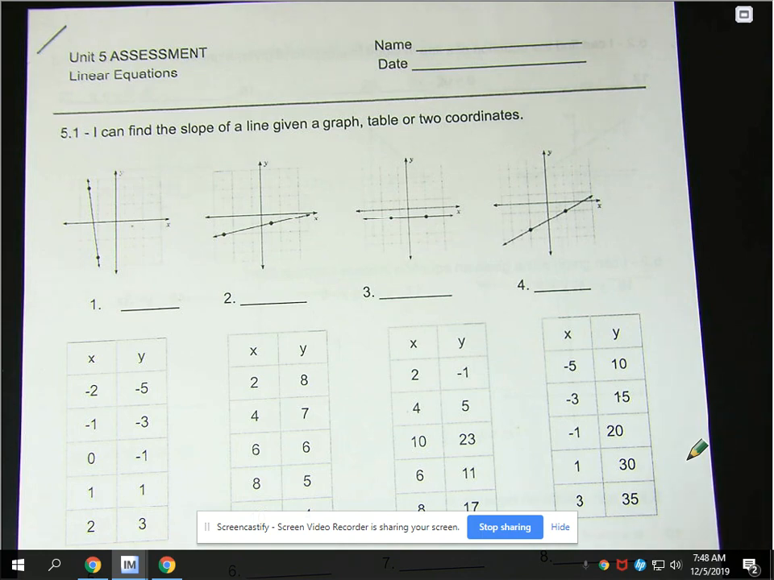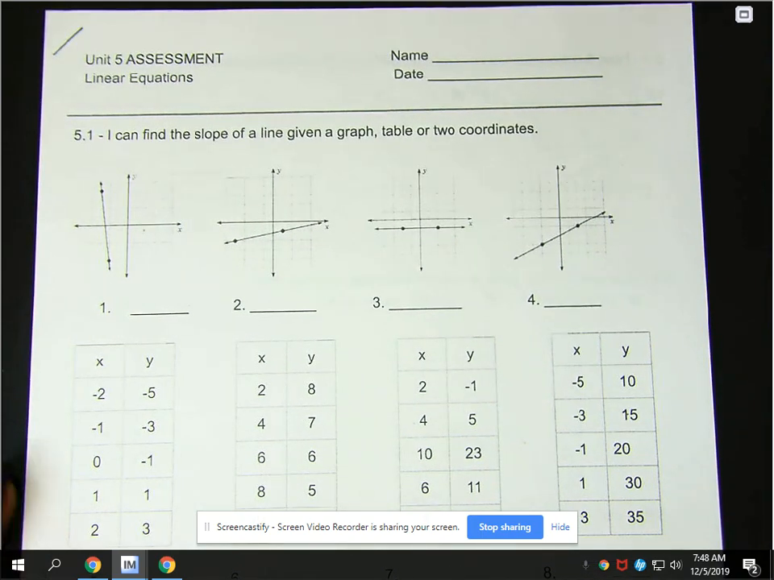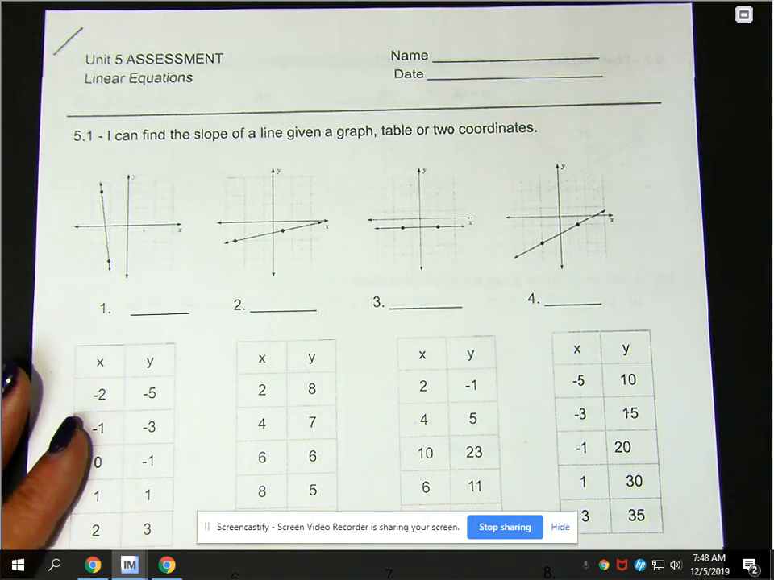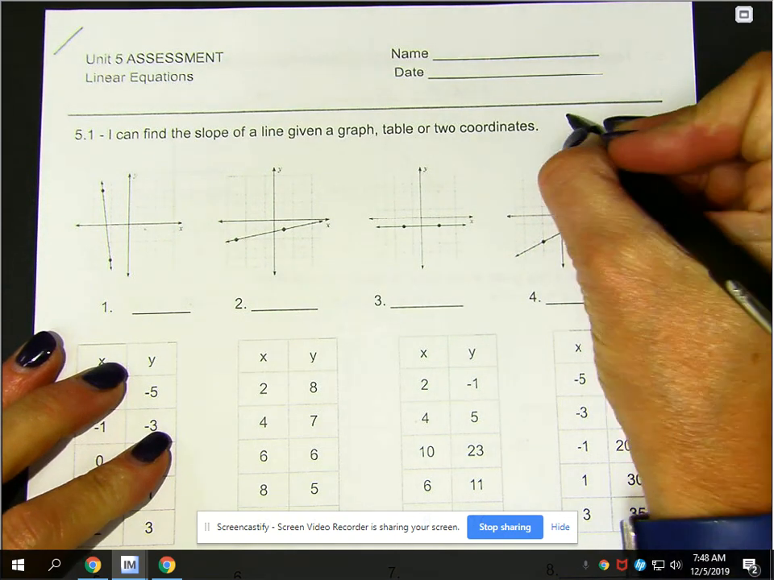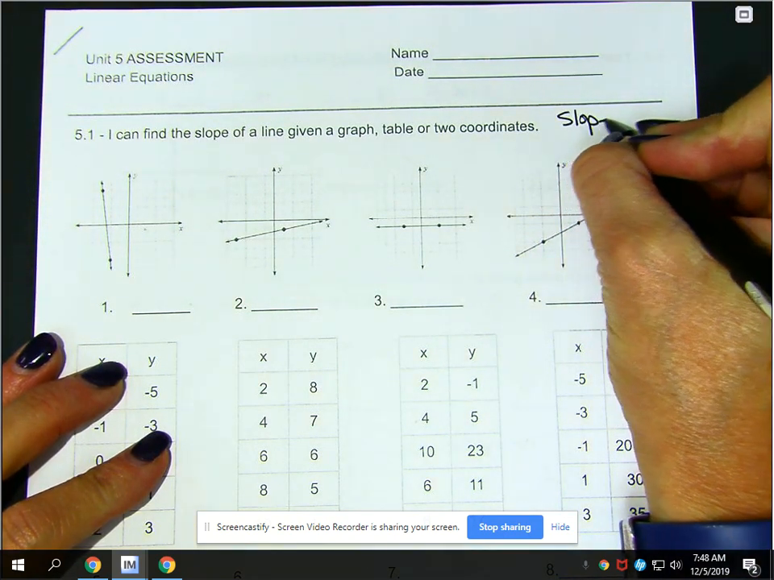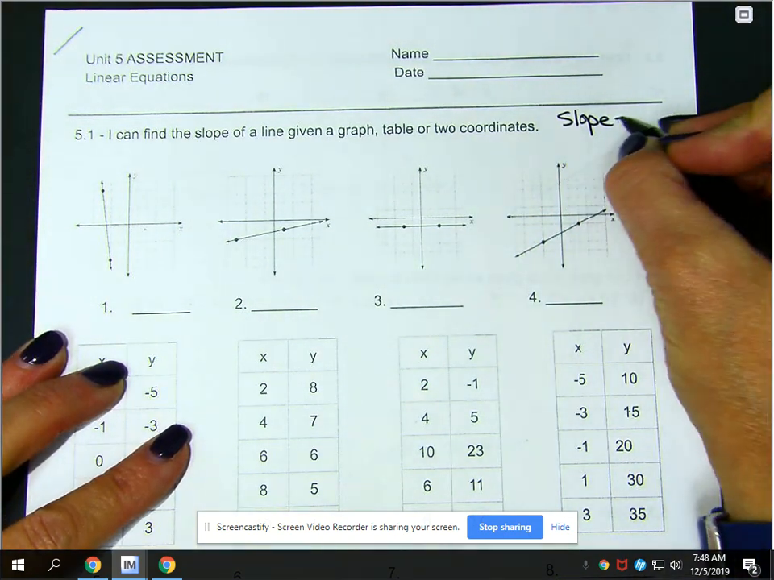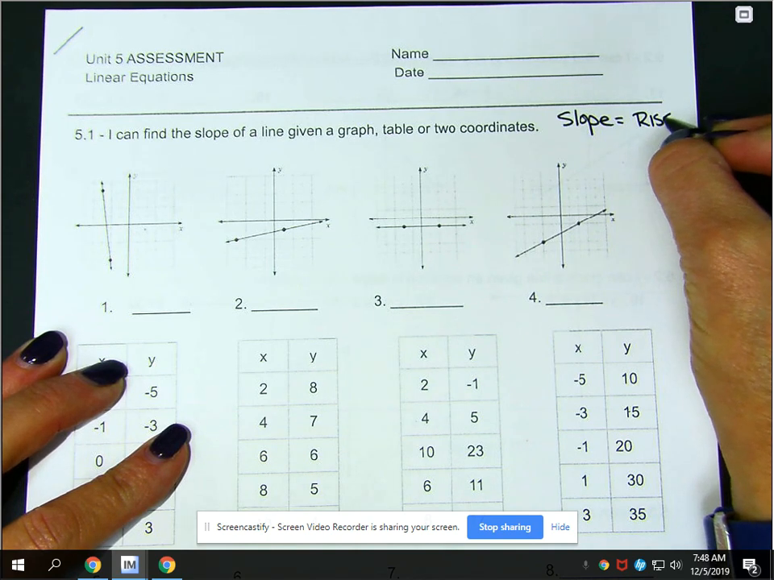All right. So this is the first standard that we're going to talk about, finding the slope, given a graph, a table, or two coordinates. Okay, so for this first one, slope, remember, is rise over run.